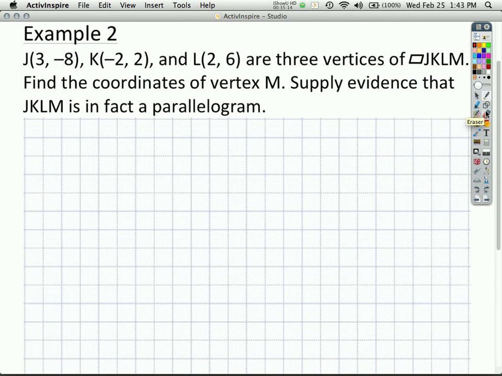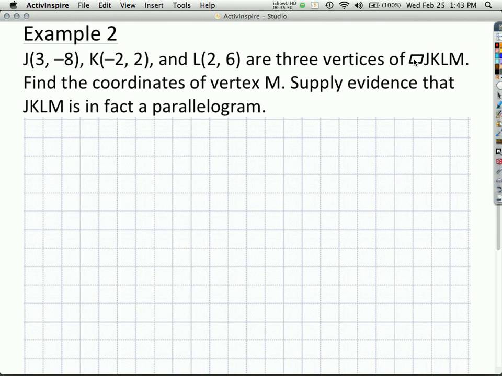And this time, even though it's not a checkpoint, I am going to give you some time to set this up. So we've got 3 points that are vertices of parallelogram JKLM, and you are allowed to denote a parallelogram by drawing a little parallelogram. But what I'm asking you to do is find the coordinates of vertex M. I've only given you 3 out of the 4. Beyond that, we need to supply evidence that it is actually a parallelogram. I know I'm telling you it is, but then I would like actual evidence to support that it is.